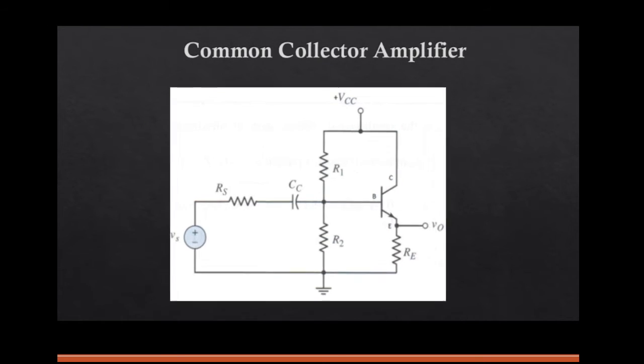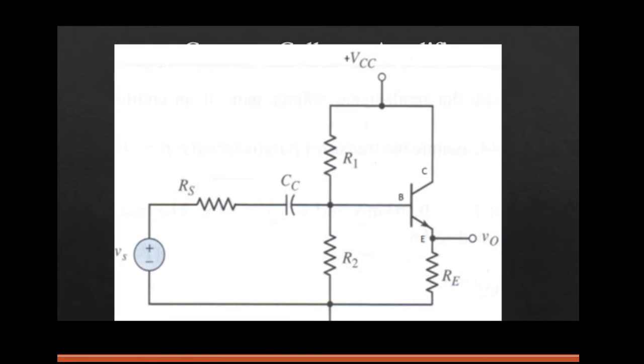So now let us look at the general common collector amplifier circuit. It consists of an AC input voltage Vs to which this internal source resistance Rs is attached, and it is connected directly to the base using this coupling capacitor Cc, where R1 and R2 are the voltage divider biasing resistances, and plus Vcc is the externally supplied biasing voltage which is connected to the collector, and Re is the emitter resistance, and the output voltage V0 is taken from the emitter.